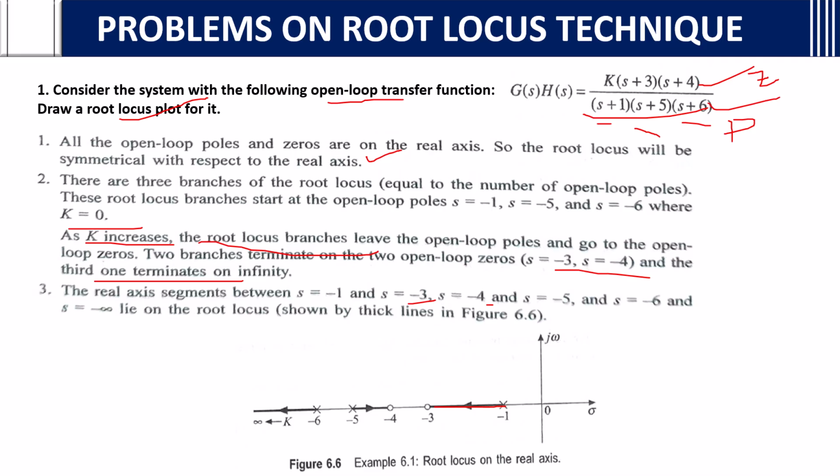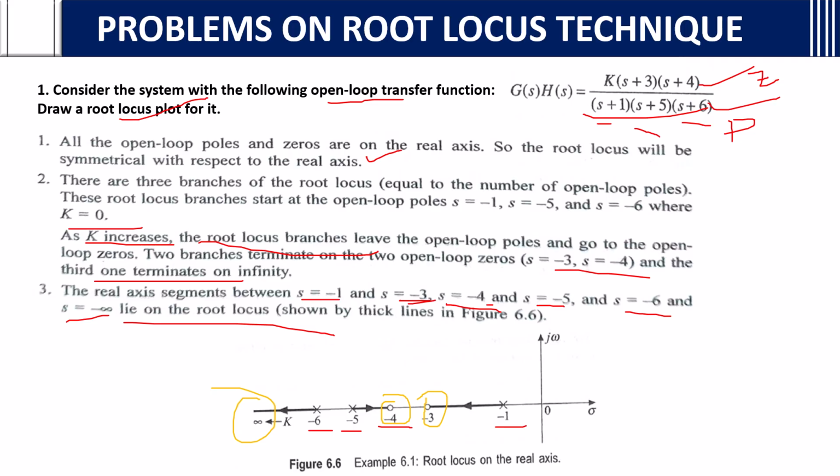The real axis segments between s equals minus 1 and minus 3, between minus 4 and minus 5, and between minus 6 and minus infinity lie on the root locus, shown by the thick line. If you see here, it is clearly mentioned that these are the initial poles. This is a pole, this is a pole. Now I'll mention with yellow color what the zeros are. This is a zero, this is a zero, and this minus infinity is a zero.